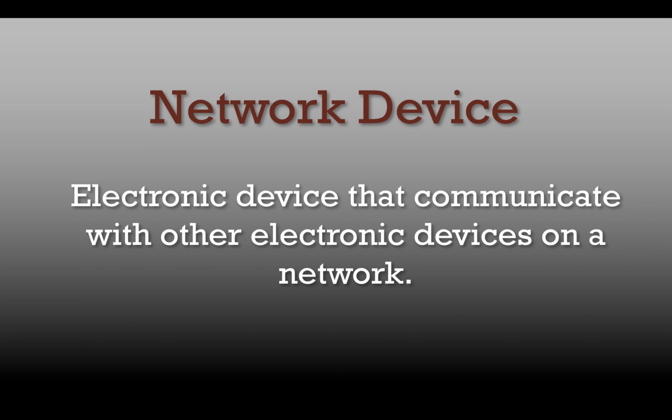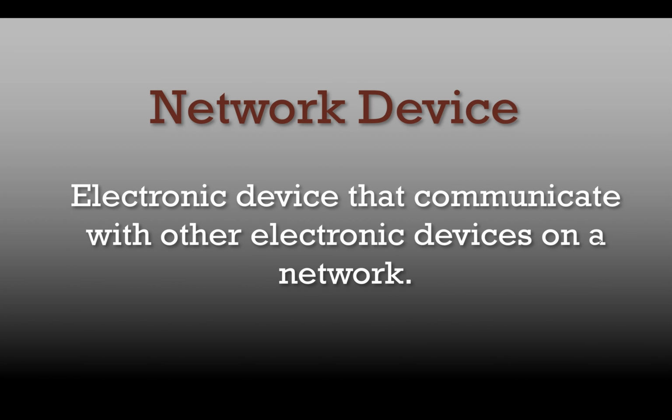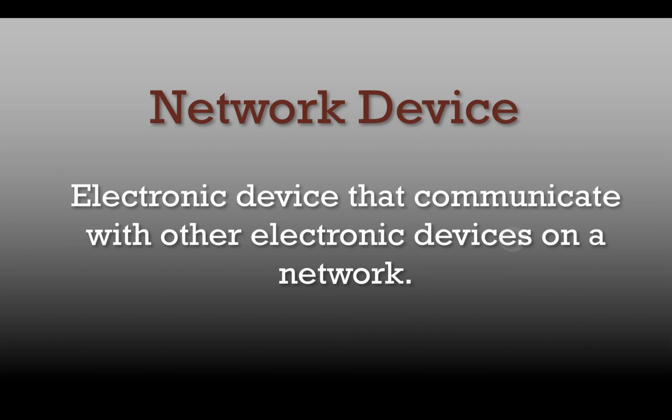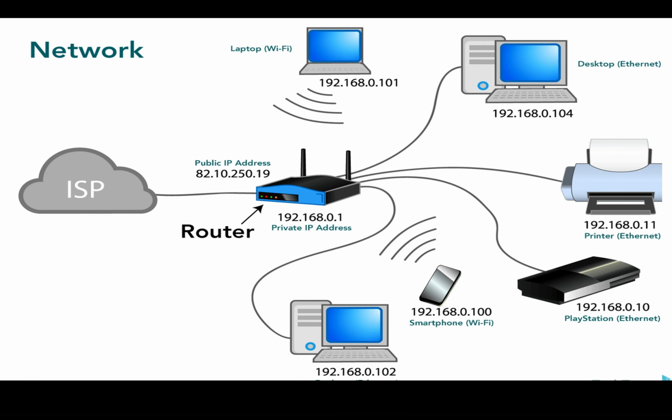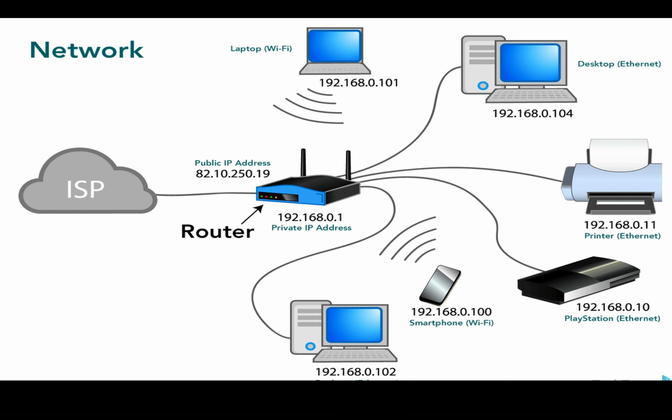What is a network device? From here, we saw some devices here. We saw a laptop, we saw a router, we saw a phone, we saw a printer, we saw a PlayStation. All these are devices. So they are electronic devices that communicate with other electronic devices. These are all electronic devices, right? Or computing devices. And they communicate with each other on the network or on a network.